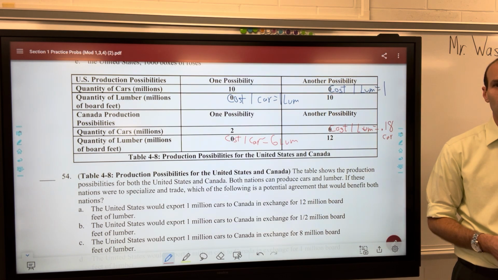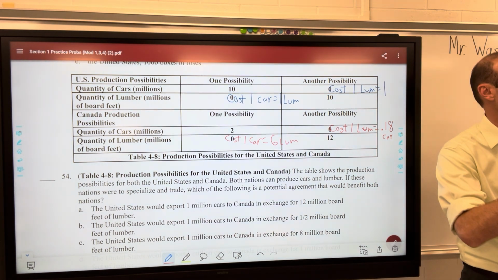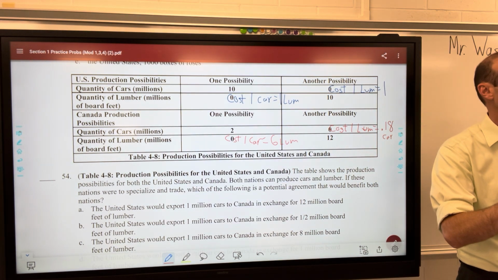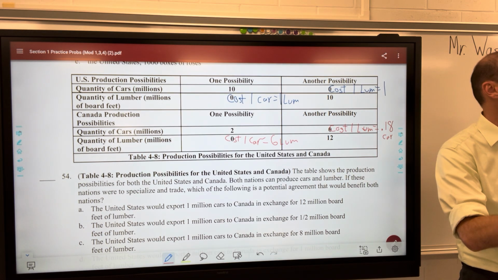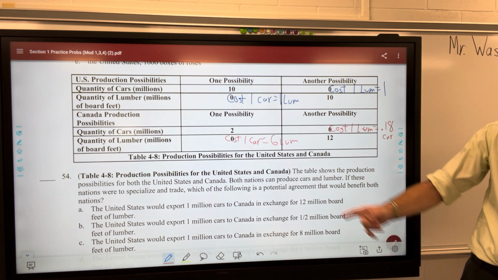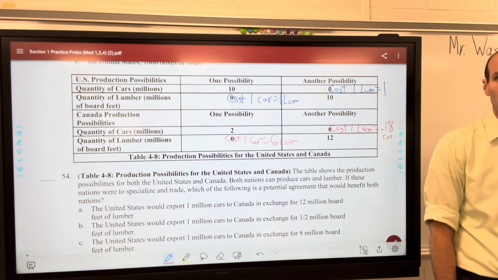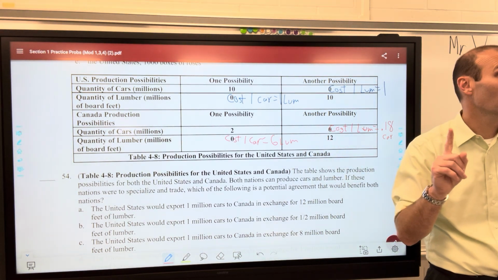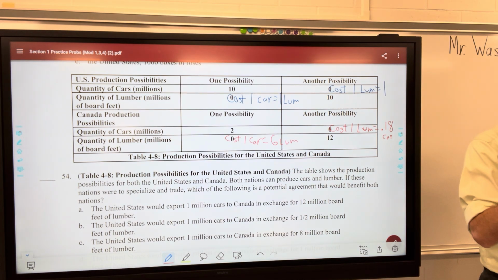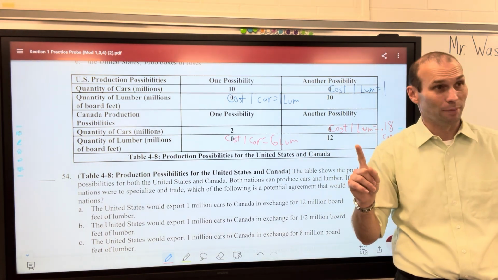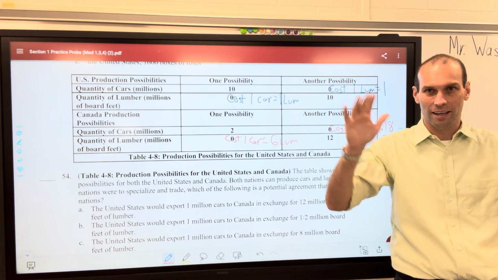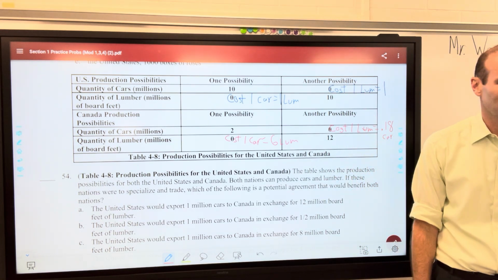How do you know? What's the definition of comparative advantage? Whoever produces it at the lowest opportunity cost. The cost is in lumber. Who gives up less lumber per car? Because 1 is less than 6. Yeah, I know. Complicated math. I know. I'm teaching you like values. Okay. You guys got it?